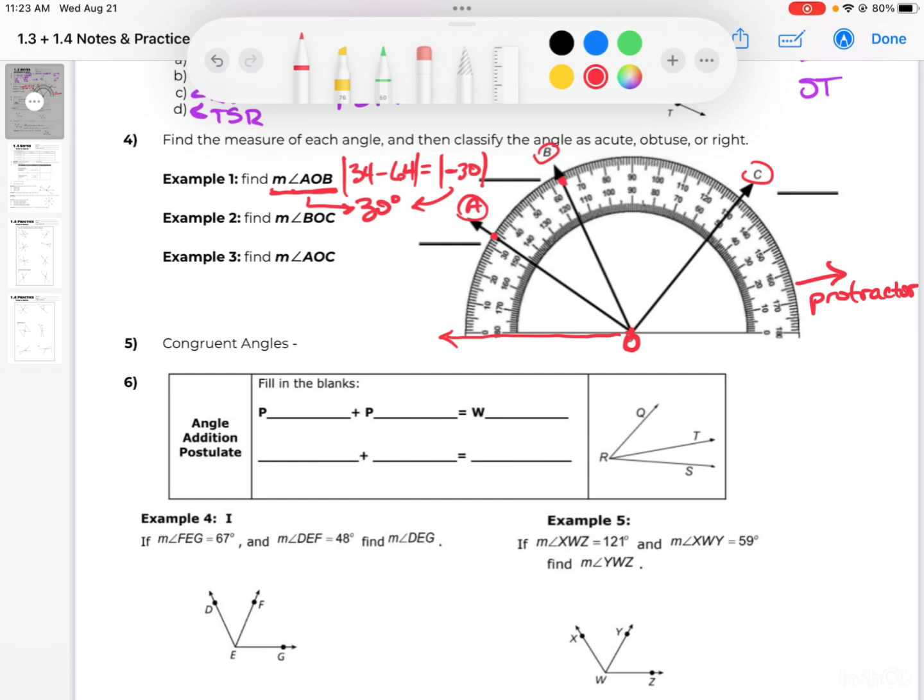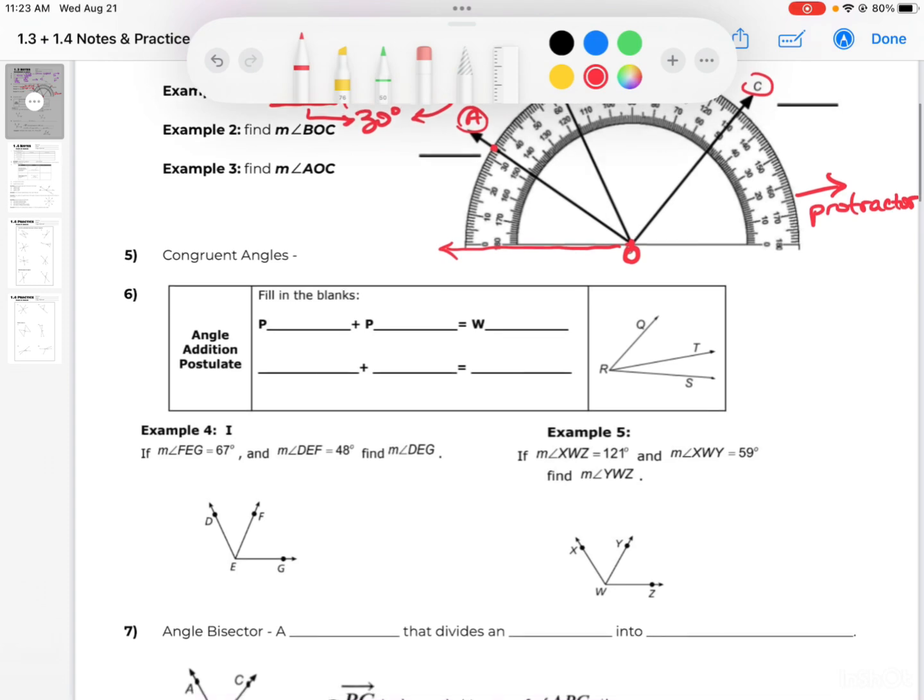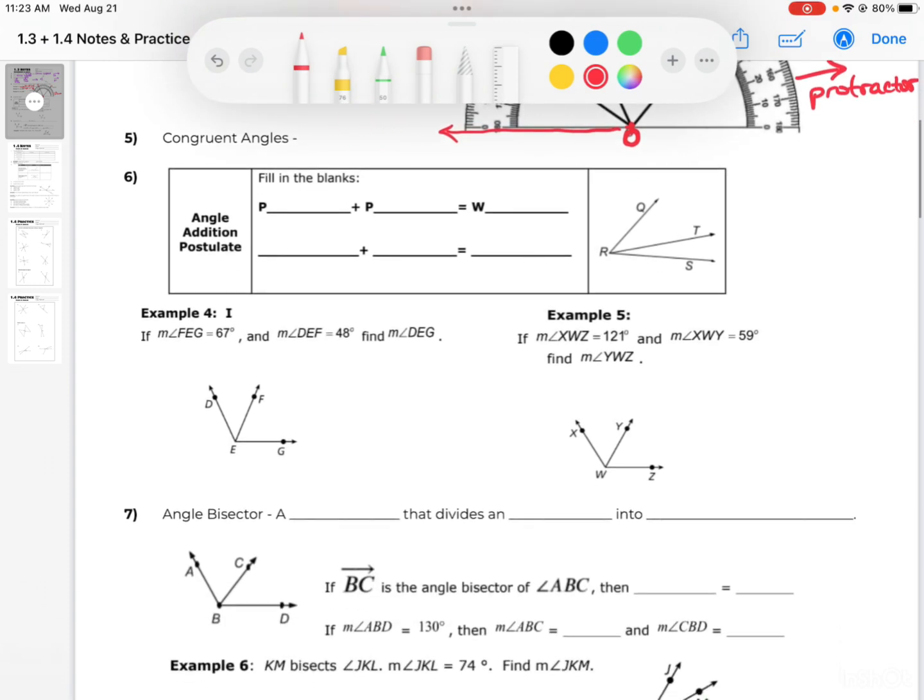I'll let you do the other 2 examples for a little practice on your own. Just follow what I did for that first one.